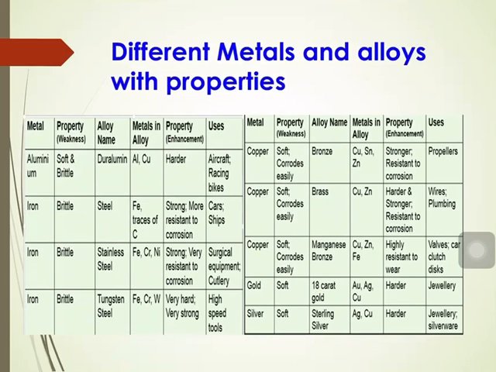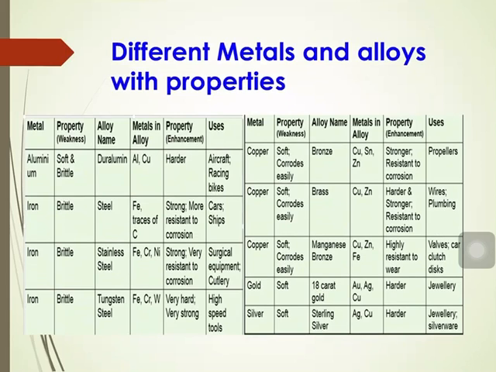Likewise, iron has the property of weakness, being brittle in nature. We have made steel. When traces of carbon are added, there is more resistance to corrosion, and it is used in cars and ships. Iron again, stainless steel, when we add chromium and nickel along with iron, is strong and very resistant to corrosion, used for surgical equipment. Tungsten steel, that means if we add tungsten to it, is very hard, and we can make high speed tools. Bronze, copper, tin and zinc, is stronger and resistant to corrosion.